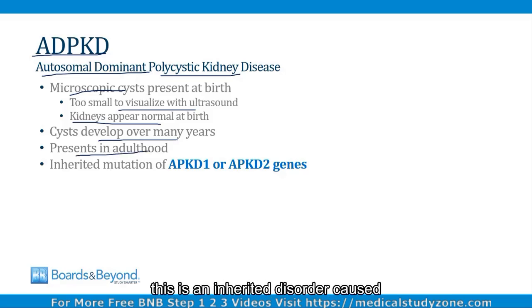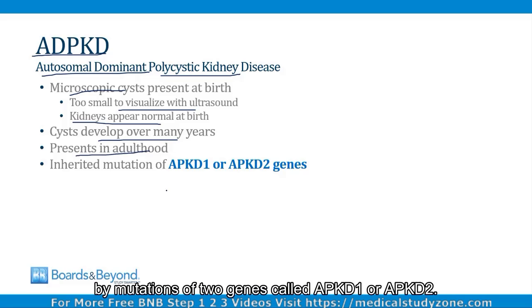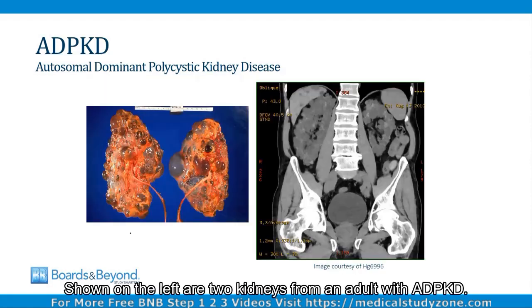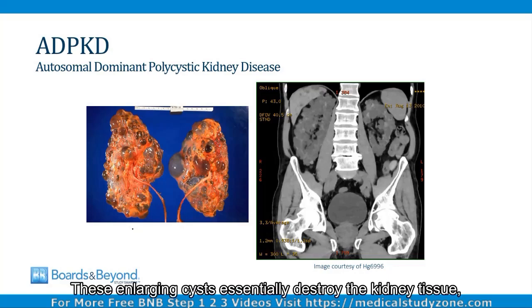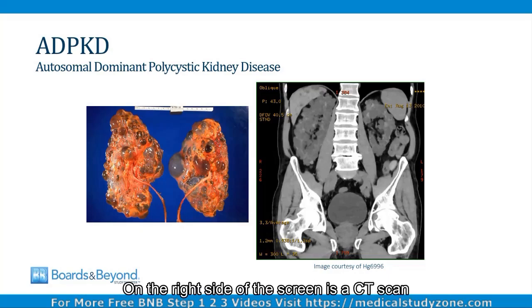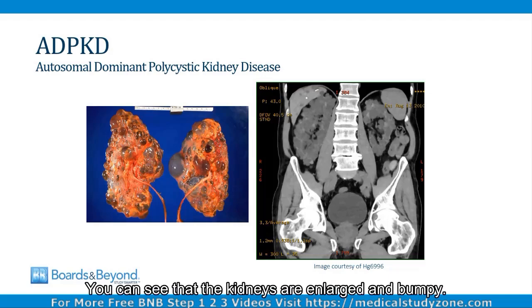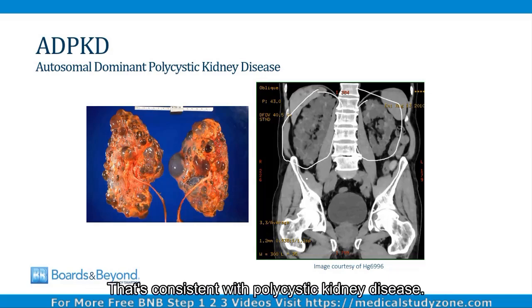And as I said before, this is an inherited disorder caused by mutations of two genes called PKD1 or PKD2. Shown on the left are two kidneys from an adult with ADPKD. You can see that the kidneys have multiple cysts in lots of different sizes. These enlarging cysts essentially destroy the kidney tissue, leading to renal failure. On the right side of the screen is a CT scan from a patient with ADPKD. You can see that the kidneys are enlarged and bumpy. That's consistent with polycystic kidney disease.